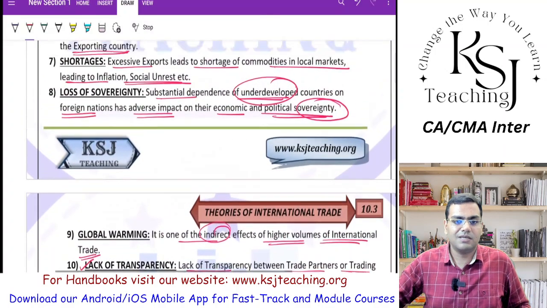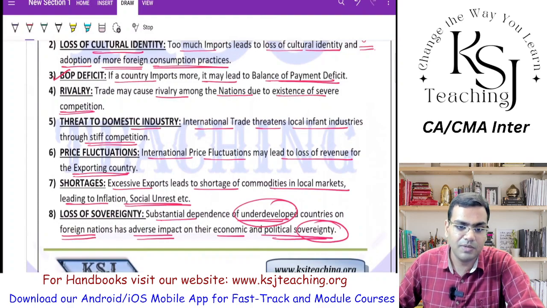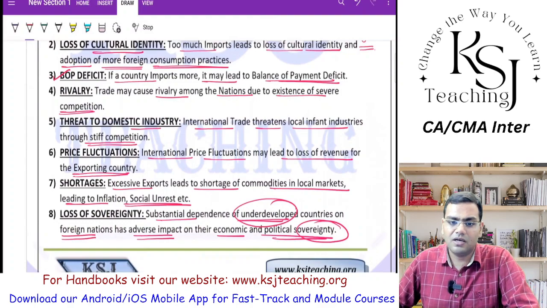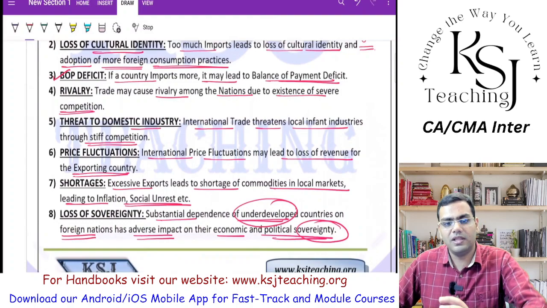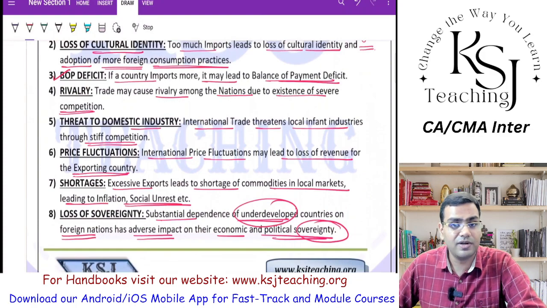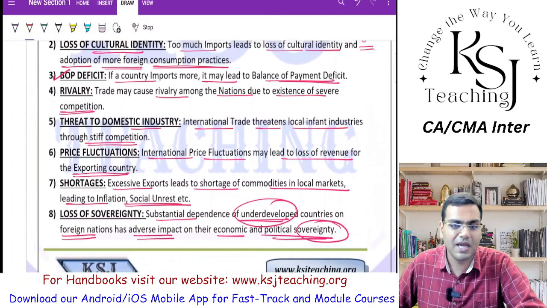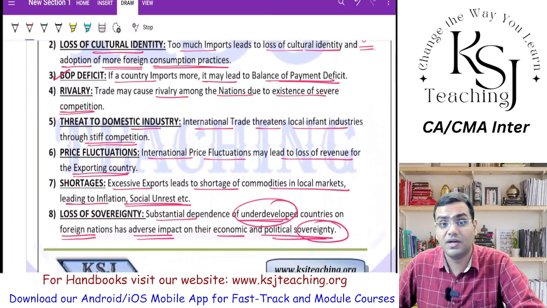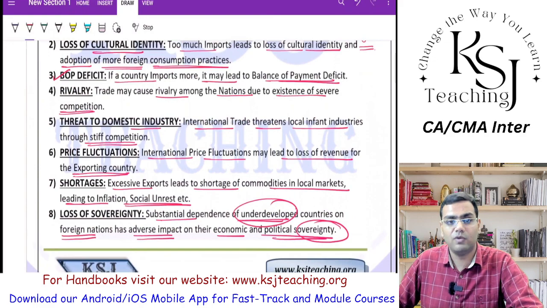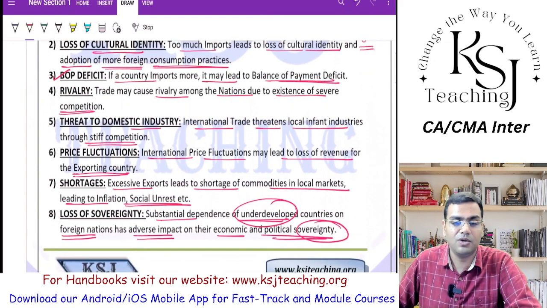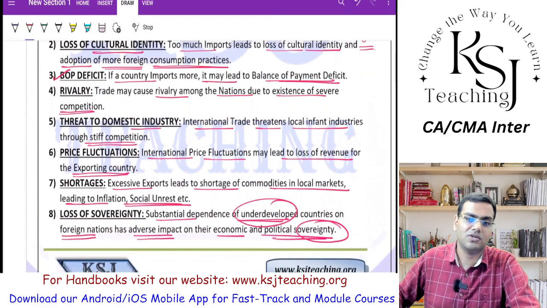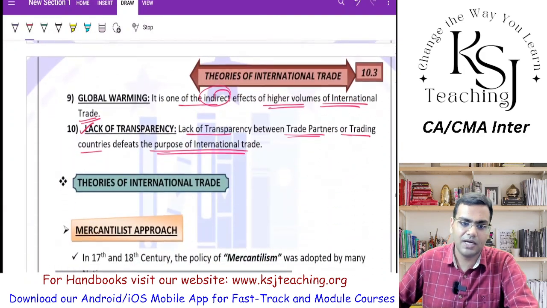So these were some of the arguments in favor and some of the arguments against. But at the end, we can say that all the countries need to have international trade, but carefully keeping in mind what the negative impacts on the economy can be and what the positive impacts are, and focusing more on increasing the positive impacts rather than the negative impacts, right?